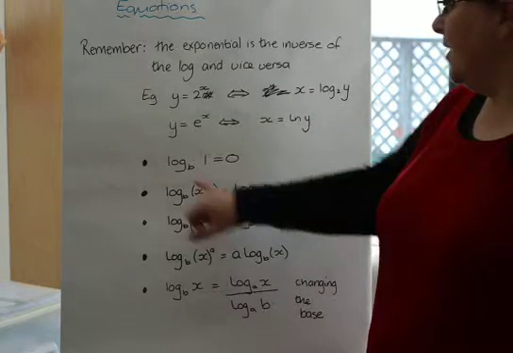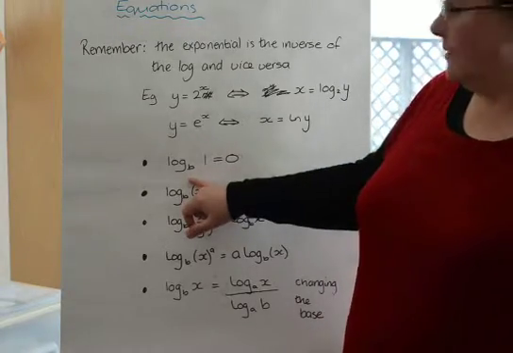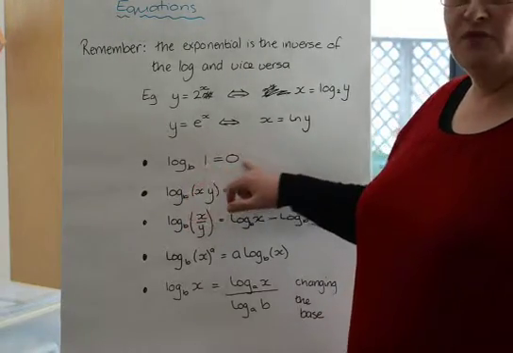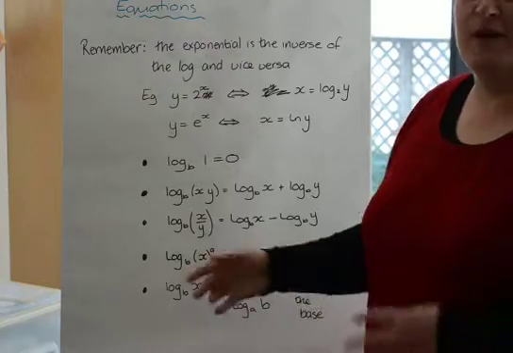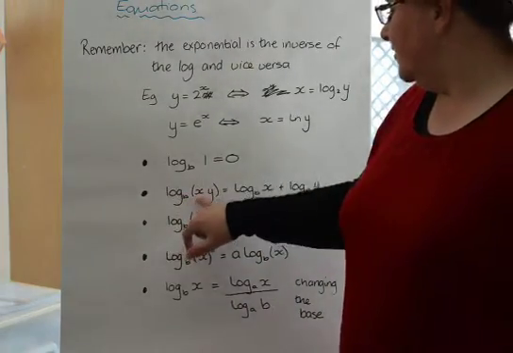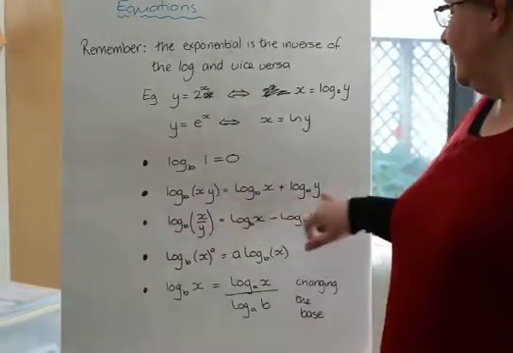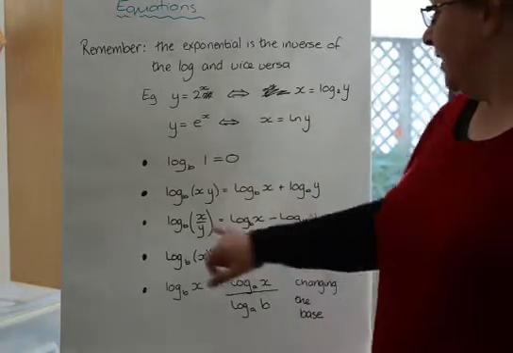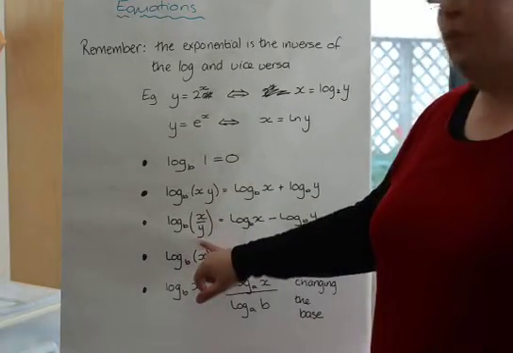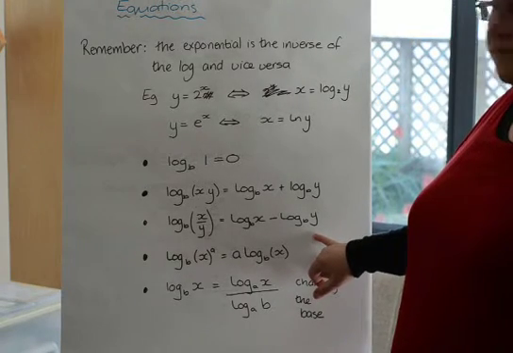Couple of things to remember. The log of any base, doesn't matter what it is, of 1 is always 0, and that's because anything to the power of 0 is always 1. If you are logging a product, that is the sum of the logs. If you are logging a quotient, that is the difference of the logs.